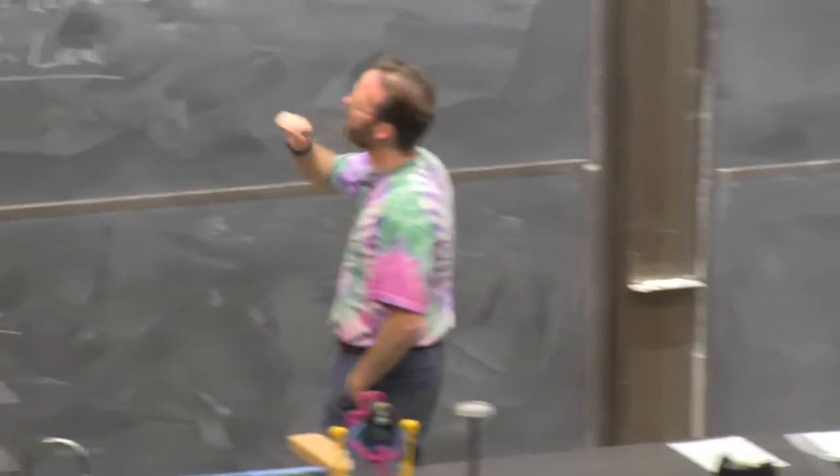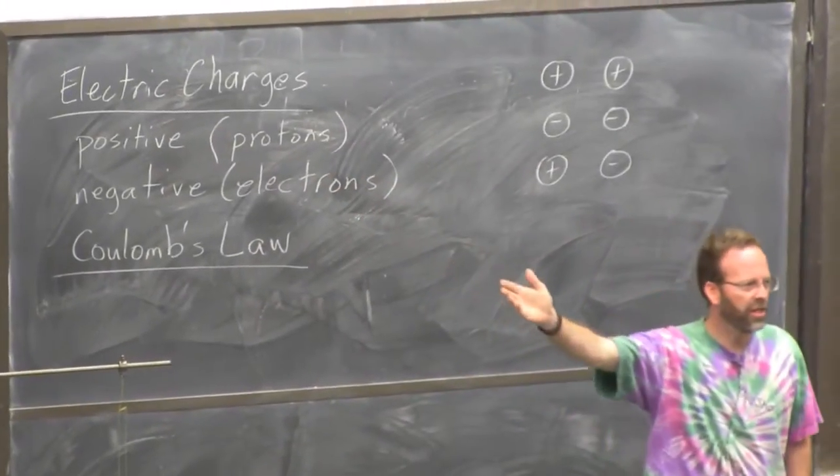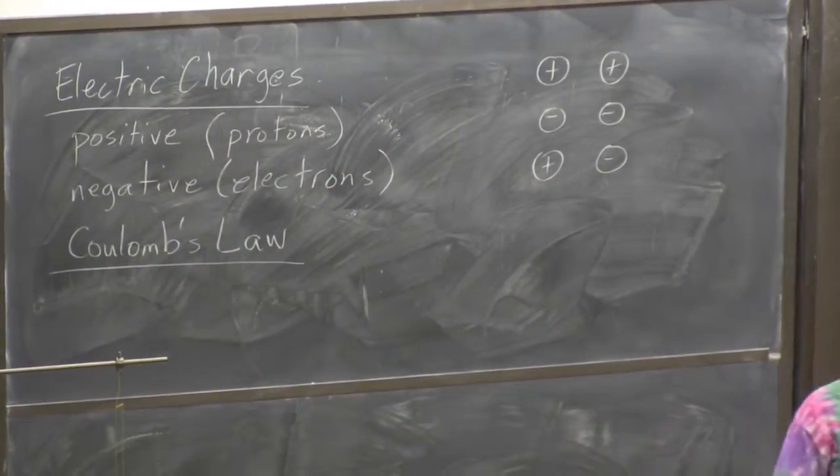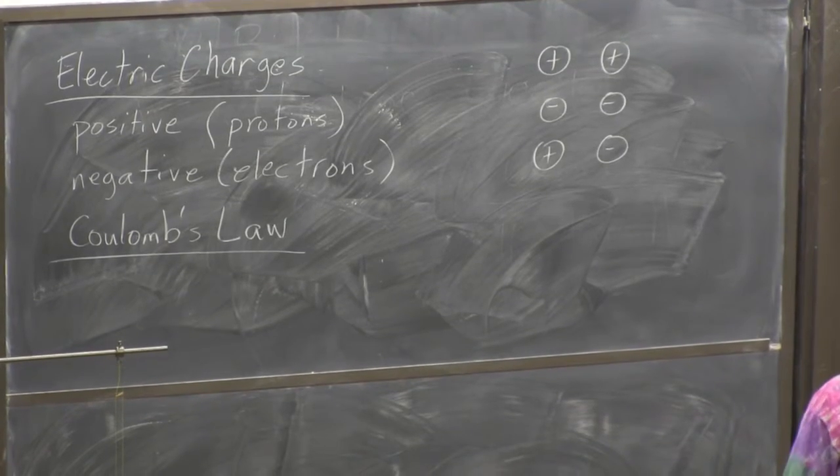standard number of lectures. So we started with two types of charges, positive and negative. They come from protons and electrons inside atoms. Everything's made up of charges.